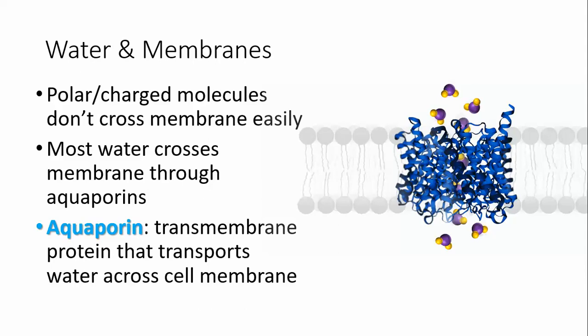And you can also control how permeable a cell membrane is to water by increasing or decreasing the number of aquaporins you have in your membrane. You need to let more water cross, put a bunch more aquaporins in your membrane.